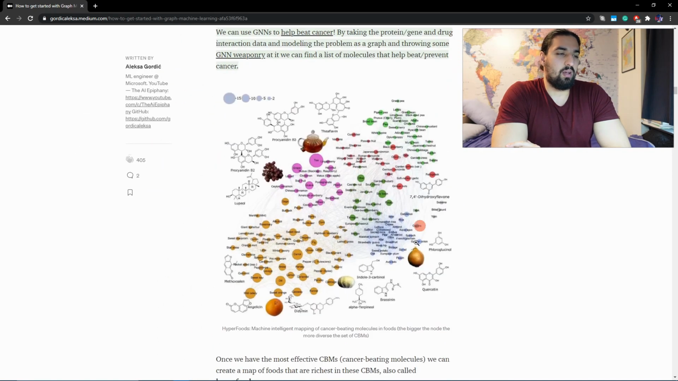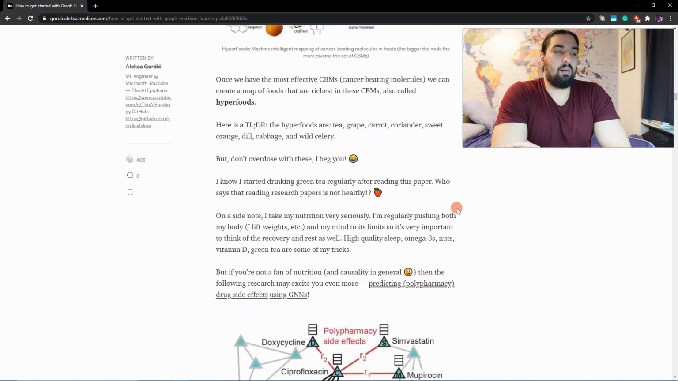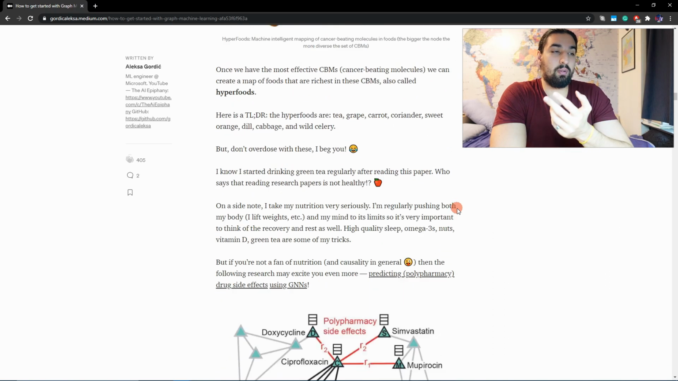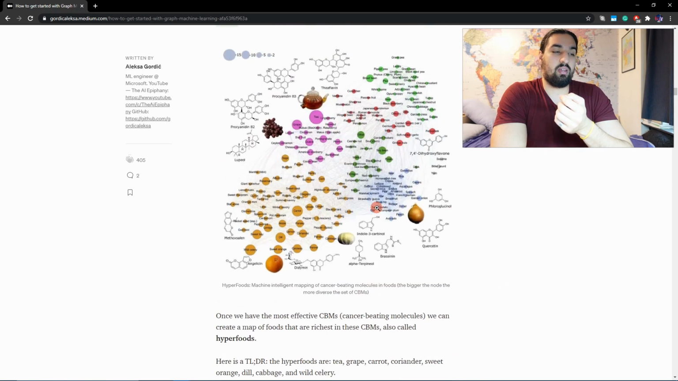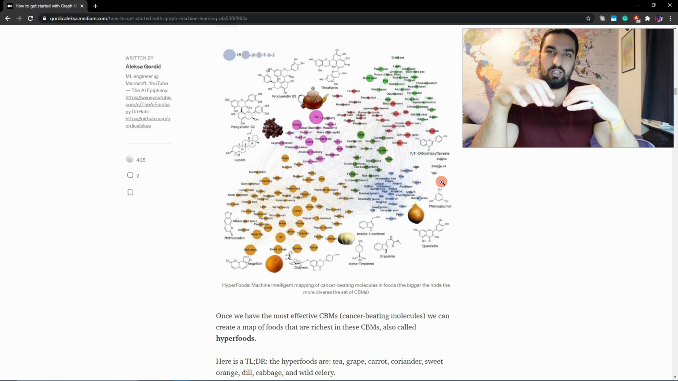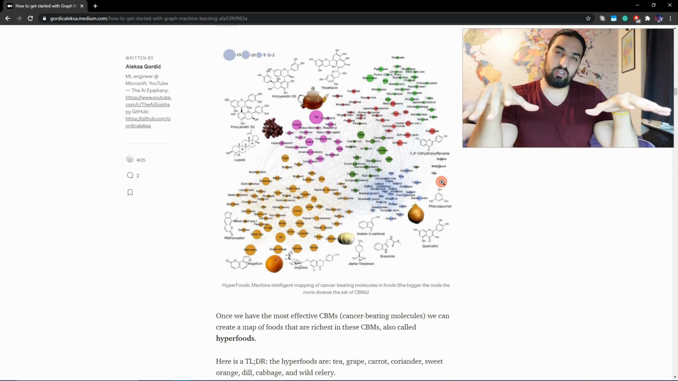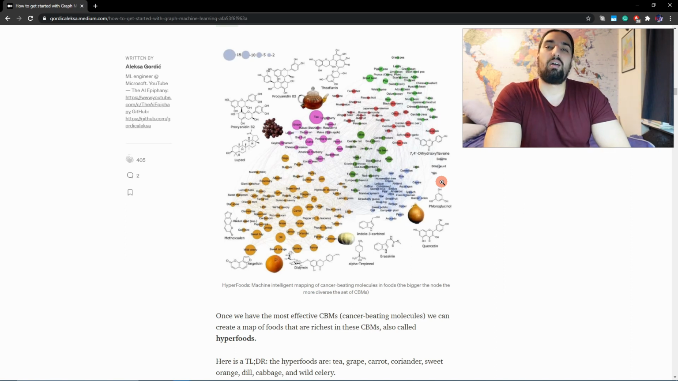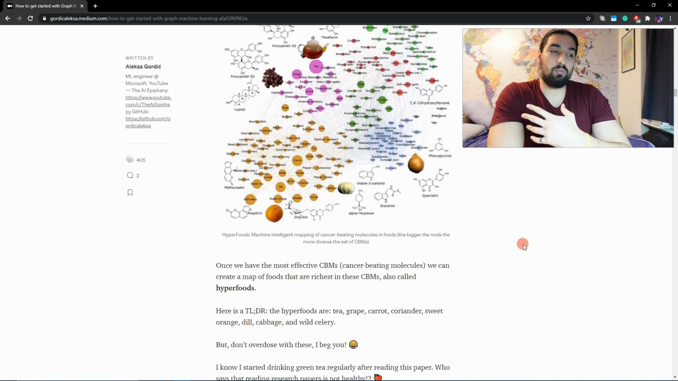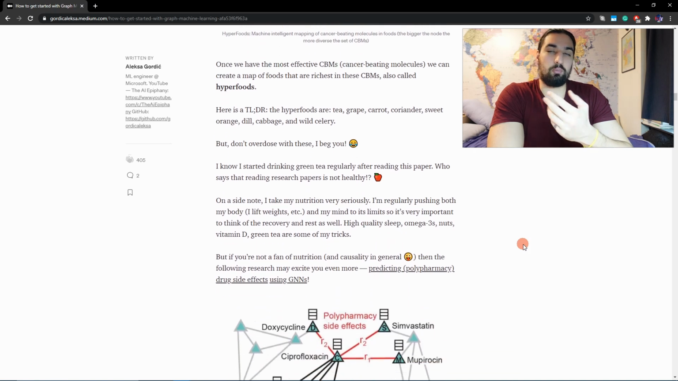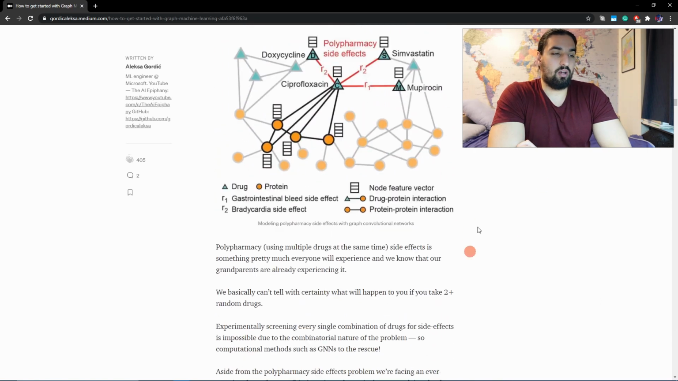I'll skip some of them, like figuring out the molecules that can help beat cancer, because you can model the thing naturally as a graph. Again, you have genes, you have proteins, all of those interactions, and you have some molecules or drugs, and you model it as a graph, and you can find interesting information like which molecules can help treat cancer better or prevent cancer. Then you have drug side effects.